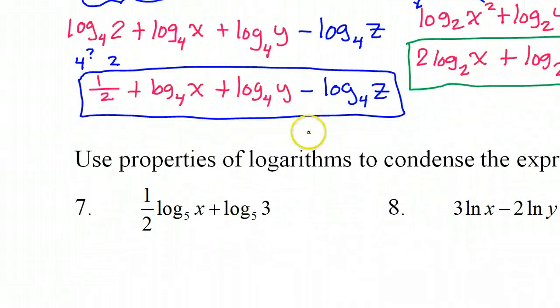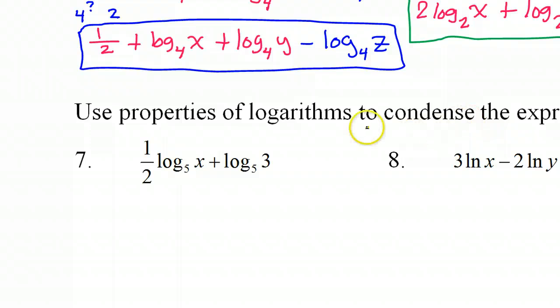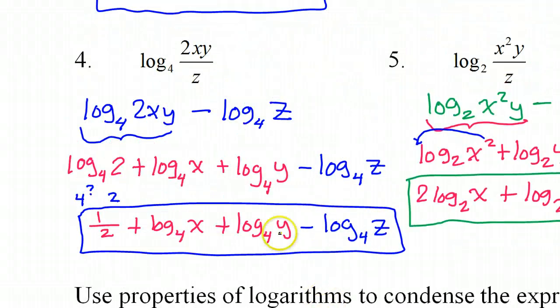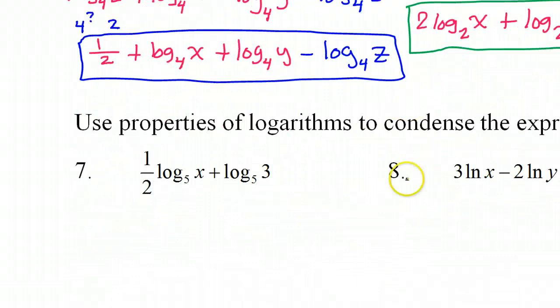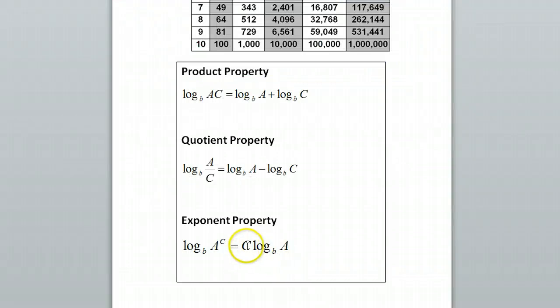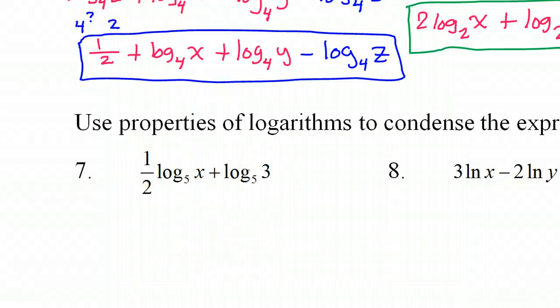Okay. Now we're switching to the other mode. We're condensing. So we're going to do the opposite, working backwards. We're given these log expressions that are in expanded form, and we're going to pack them all back in, and when we're finished, we should have a single log instead of log, log, log. First of all, let's reverse the exponent property. If this c is here in front, it can go back and become an exponent again.